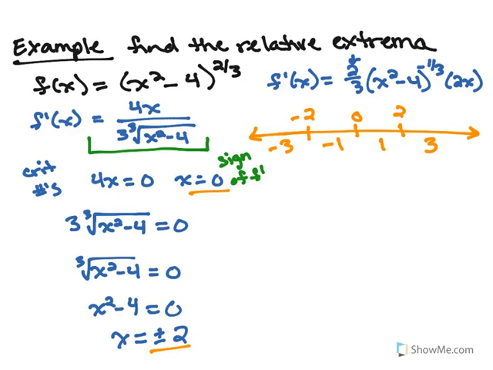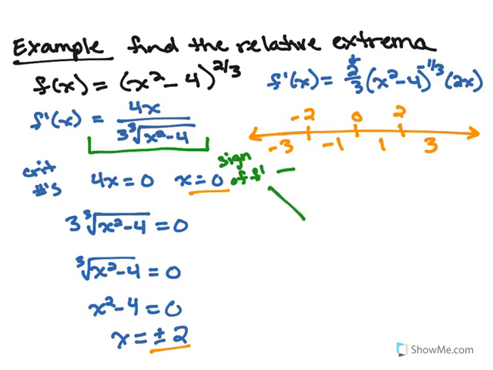If I plug a negative 3 in here, negative 3 squared is 9. 9 minus 4 is 5. So I've got a cube root of 5. That's a positive number, right? Times 3, still a positive number. So I have a positive number in the denominator, but negative 3 times 4 in the numerator gives me a negative. So a negative divided by a positive is a negative.